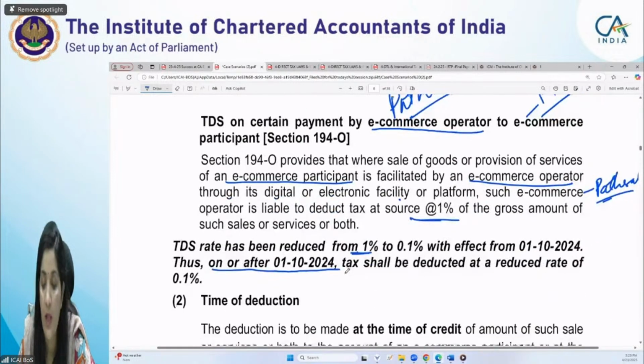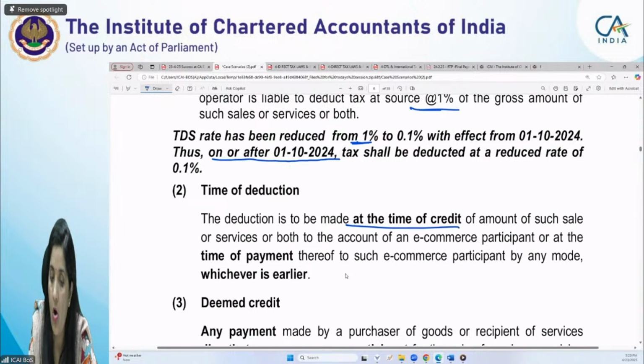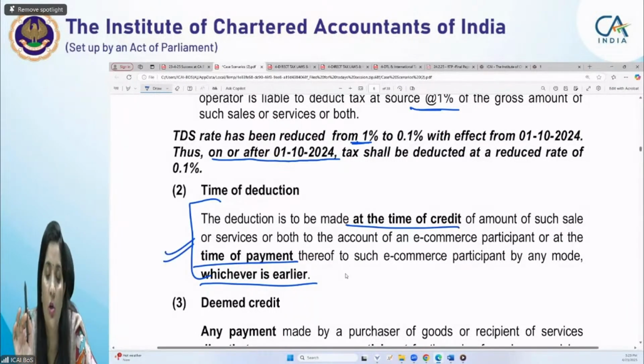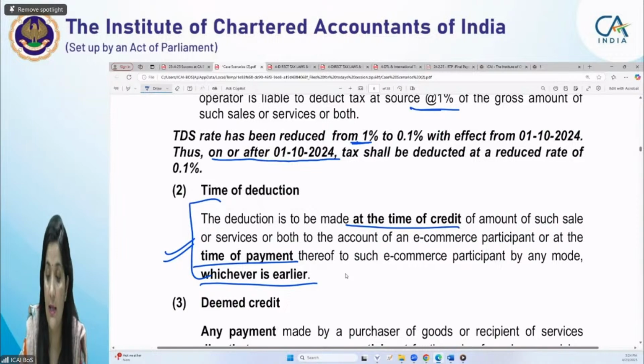What is the time of deduction? You have to deduct the tax at the time of credit or at the time of payment, whichever is earlier. The way to remember the time of deduction is just to remember the sections where TDS is required to be deducted at the time of payment, since those are very specific sections. Otherwise it is always at the time of credit or payment, whichever is earlier.